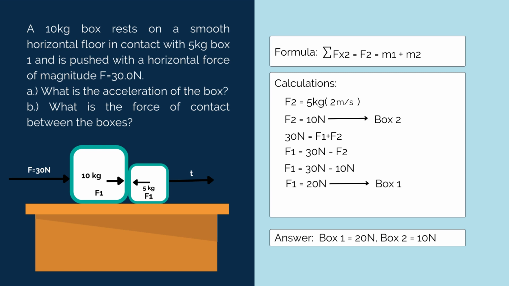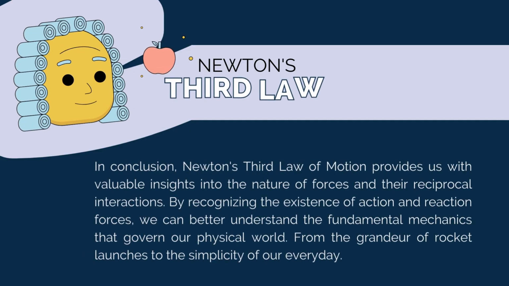To get the force 1, 30 Newton is equal to F1 plus F2. Then after the derivation, F1 is equal to 30 Newton minus force 2. So the force 1 is equal to 30 Newton minus 10 Newton. So F1 is equal to 20 Newton.